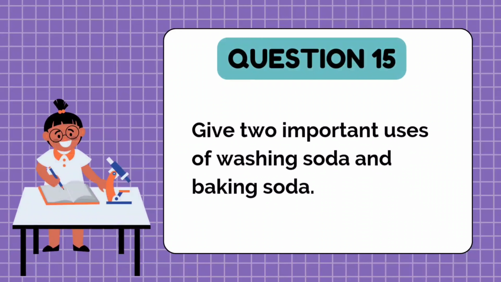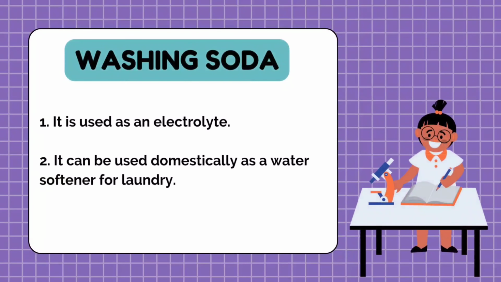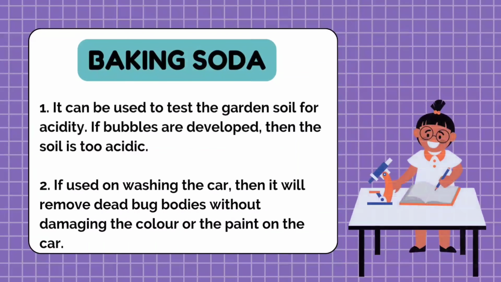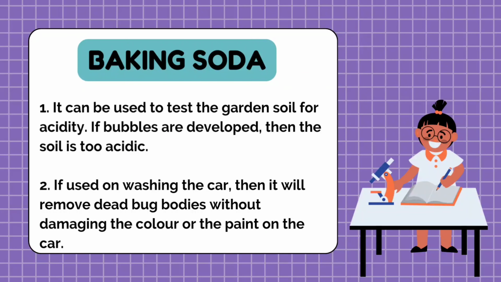Question 15. Give 2 important uses of washing soda and baking soda. Solution. Washing soda. 1. It is used as an electrolyte. 2. It can be used domestically as a water softener for laundry. Baking soda. 1. It can be used to test the garden soil for acidity. If bubbles are developed, then the soil is too acidic. 2. If used on washing the car, then it will remove dead bug bodies without damaging the color or the paint on the car.